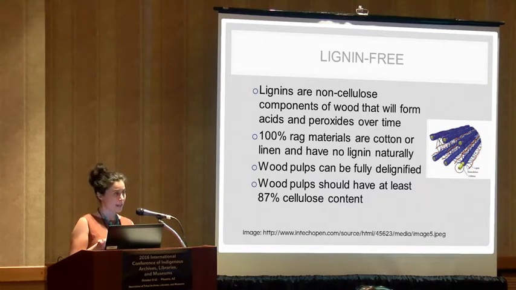Now, you can buy papers that are 100% rag, which are made from cotton or linen, which naturally have no lignins in them anyway. And wood pulps now can also be fully delignified. So you want to look for materials that have at least an 87% cellulose content if you're going to be buying wood pulp materials.